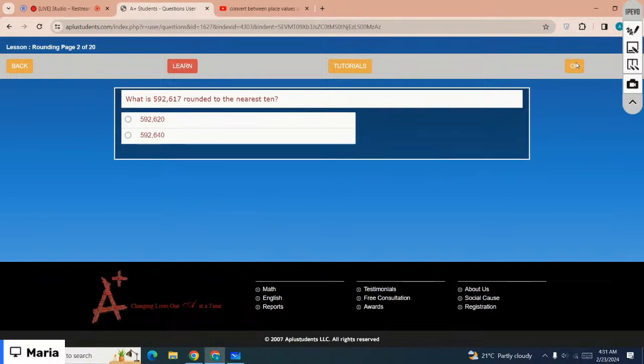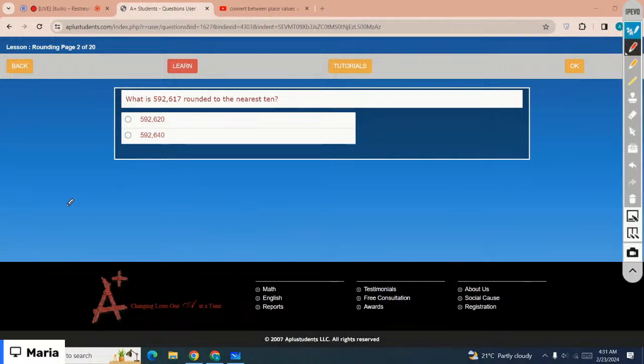Okay, what is 592,617 rounded to the nearest 10? You have to round the tens digit, right? Look for the tens digit. Here is the tens digit, that is 1. On the right hand side, you have 7, and 7 is greater than 5, right? That means you need to round up. You need to round to the next 10, right?